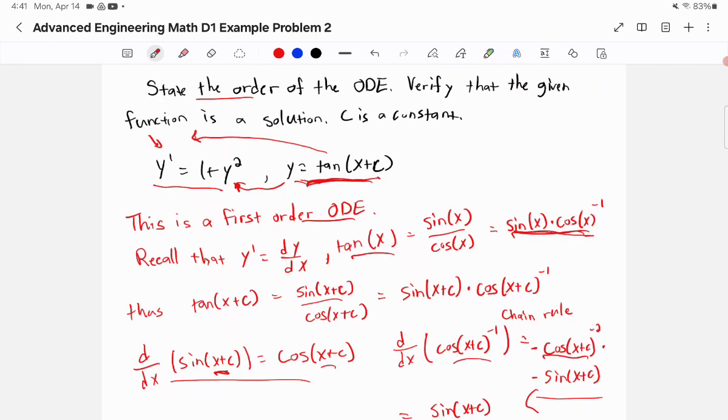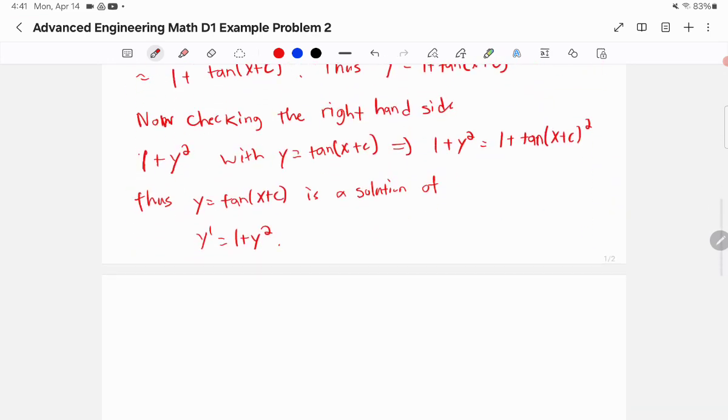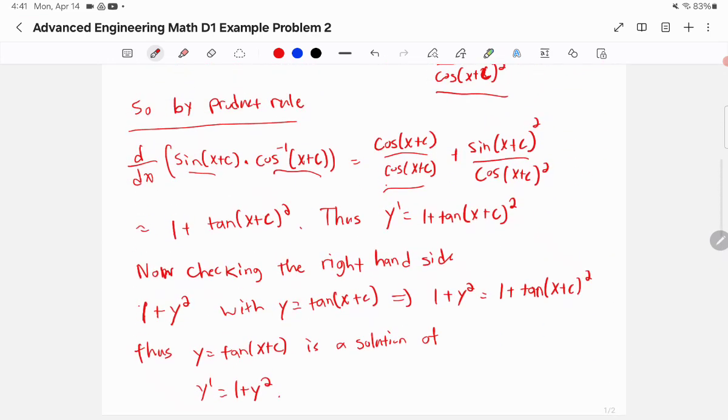Well, we know that tangent is sine over cosine, so sine squared over cosine squared must be tangent squared, which is exactly what we find. Thus, we find that y prime is equal to 1 plus tangent of x plus c all squared.